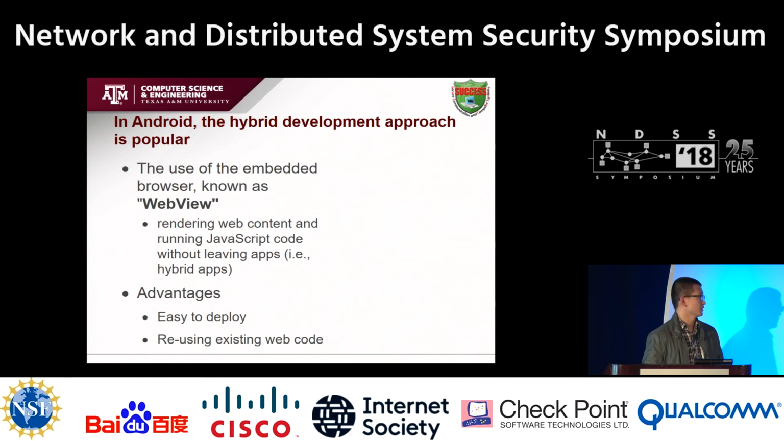Recently in Android, the hybrid development approach is becoming very popular. It relies on the use of WebView, which is an embedded browser in Android. Using WebView, developers can directly render web content and run JavaScript code in Android applications. In this paper, we refer to this type of application as a hybrid application. Using hybrid applications, developers can get many advantages. For example, developers can directly reuse existing work.